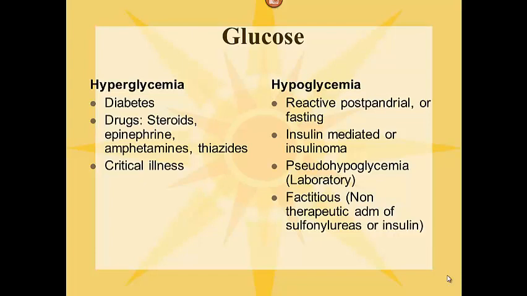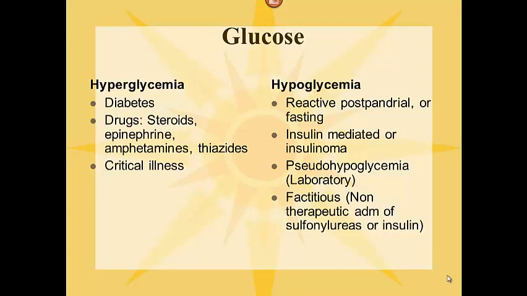Amphetamines, thiazide diuretics, and of course critical illness. Every time a patient is under critical illness, there is gluconeogenesis and glycolysis to be able to obtain glucose as a new source of energy for that cell that is either malnourished or in high catabolism due to severe illness.